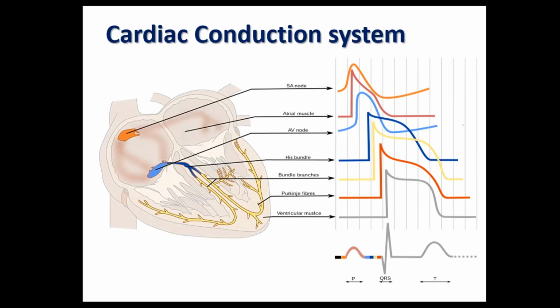So this is your SA node. We call it a pre-potential, or pacemaker potential, or SAN potential. Ignore all the other things in the first part. Then finally you come to your ventricular muscle. You see the first one and then the final one. It changes in morphology and in duration, the length and everything.